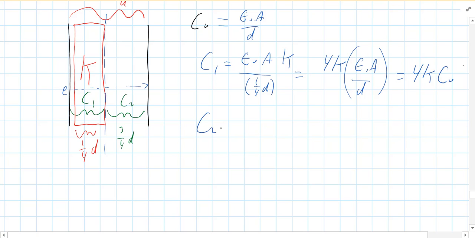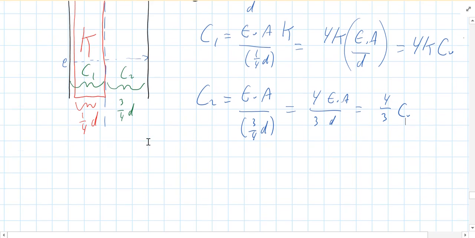How about C2? Well, for C2, again, you never change epsilon naught. It's a fundamental constant of nature. The area of those plates is the same, but now the separation is 3/4 D. So if I simplify that, I get 4 epsilon naught A over 3D, which is 4/3 C naught. Okay, so there's C1 and C2 in terms of C naught.